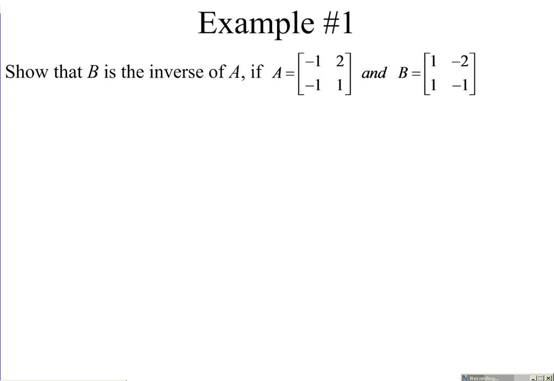Show that B is the inverse of A if A is equal to that and B is equal to that. To verify that two matrices are inverses, in this case matrix A and matrix B, I need to show that A times B equals the identity matrix and B times A equals the identity matrix. In this case, we have a 2 by 2 matrix times a 2 by 2 matrix. So we definitely know we can multiply them together, and we're going to get out a 2 by 2 matrix.